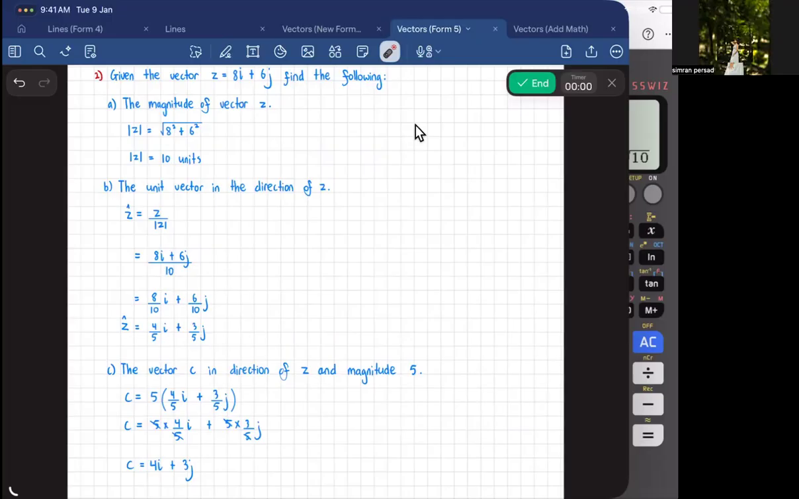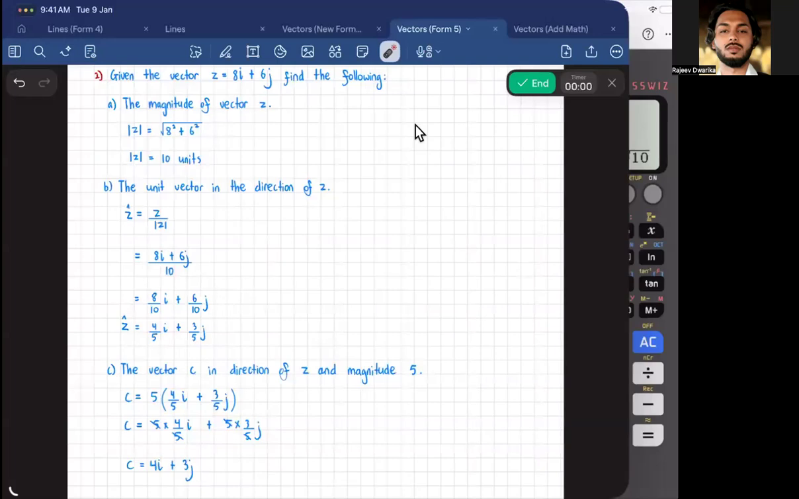Right, but Simran, do you understand everything here? Everything? Yeah, I just had to get accustomed to part B, just that part, but otherwise I understand everything. So while I wait, I'm still waiting on you to send me your answers.